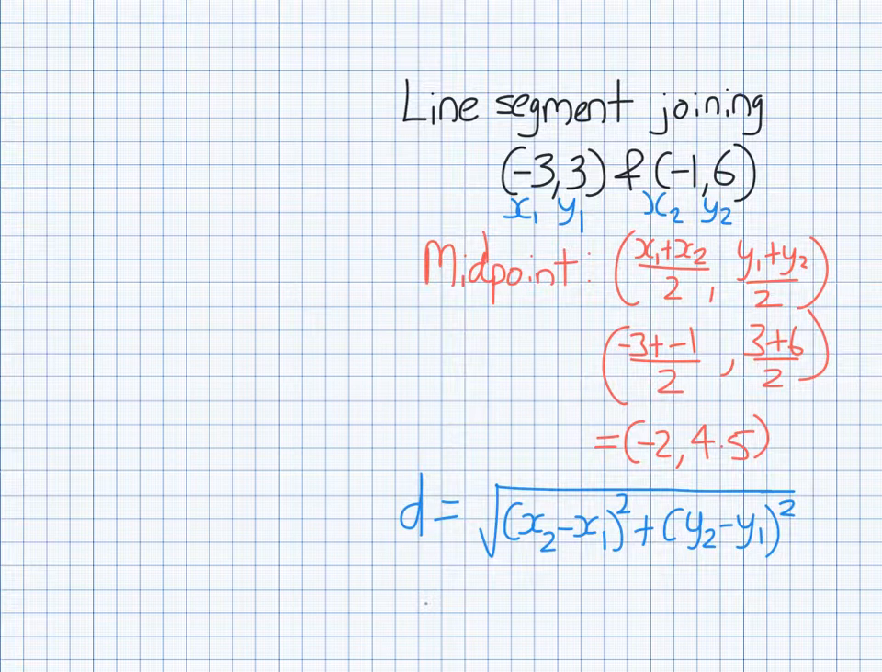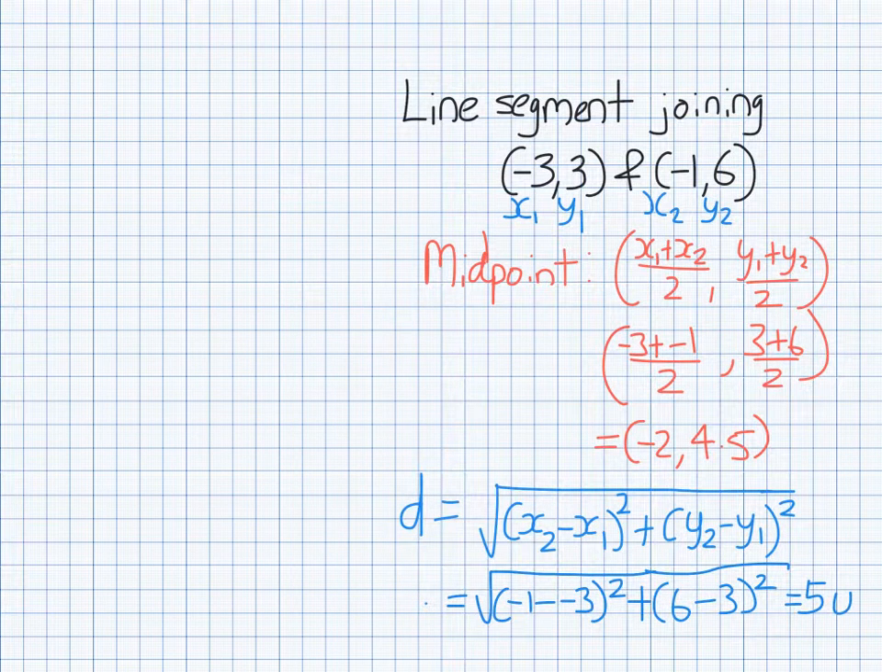So the distance here will be the square root of x2 minus x1, so it's (-1 minus -3) squared, plus (y2 minus y1) squared. If you put that on your calculator, you get the square root of 25. This will just be 5u, for units, because we've gone across 2 and up 3... the distance of the line segment is the square root of 3 squared plus 4 squared, which equals 5.